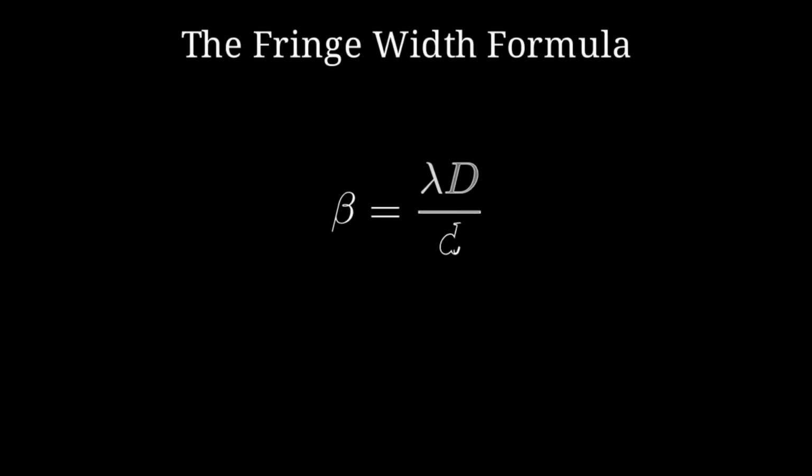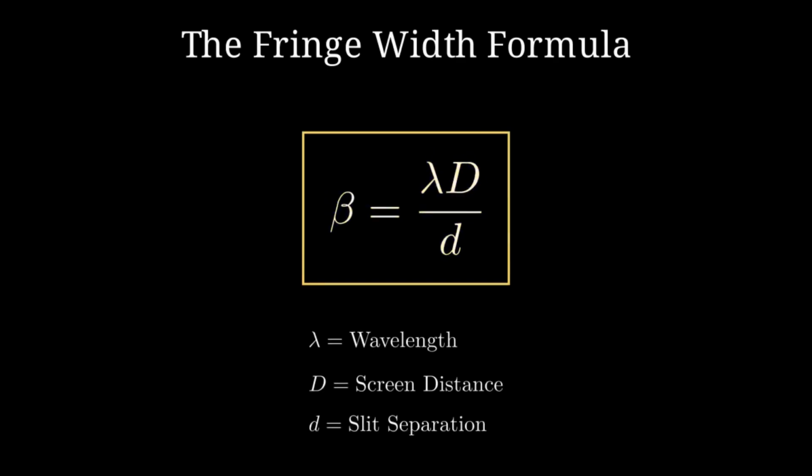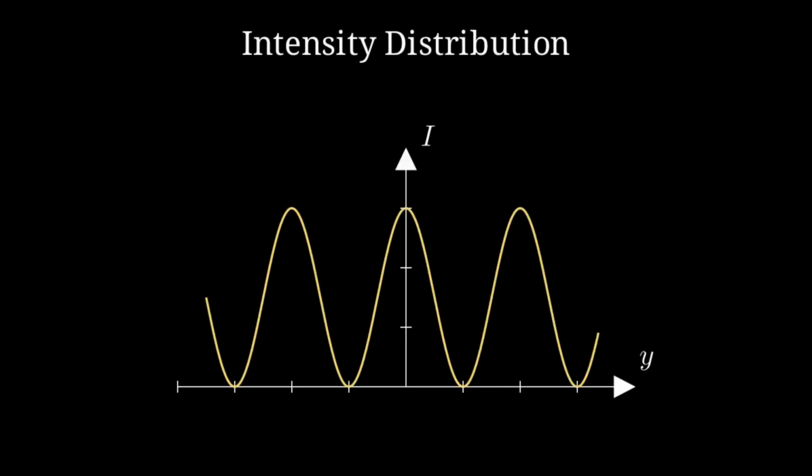The final formula for fringe width is beta equals lambda times D divided by d. This shows that the width is directly proportional to the wavelength and the distance to the screen. On the screen, we see an intensity distribution where all bright fringes have the same intensity. The central maximum is located at the center, where the path difference is exactly zero.